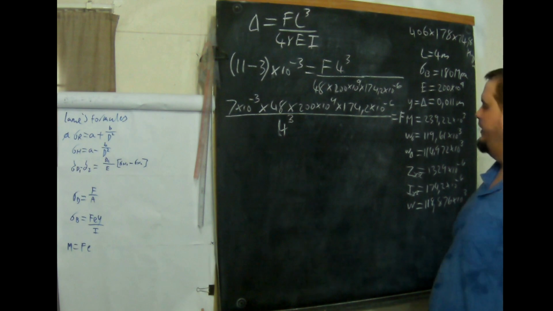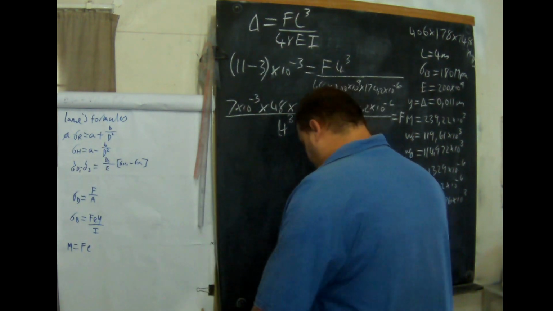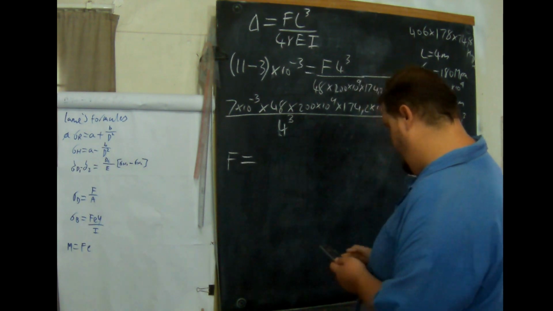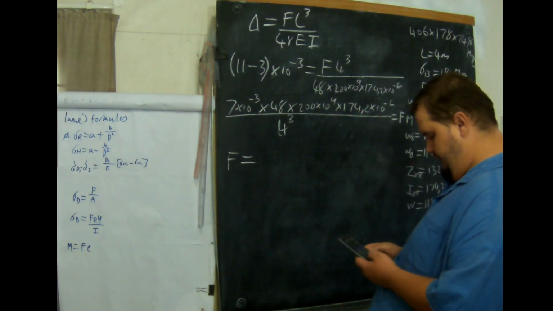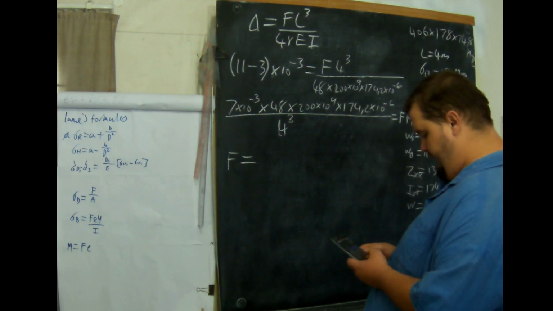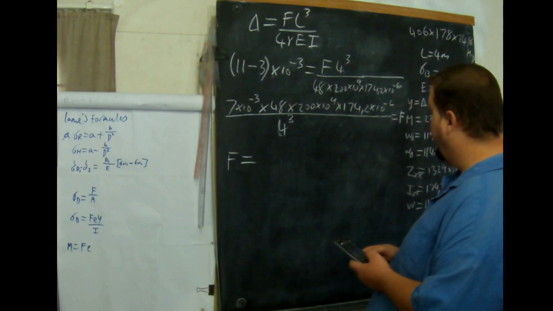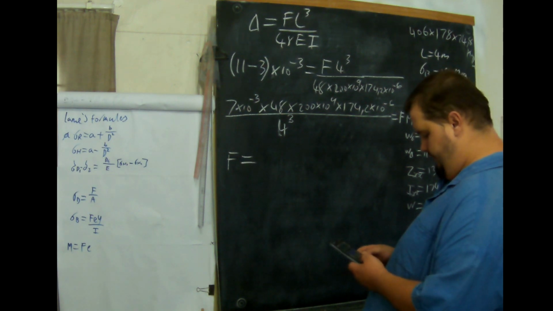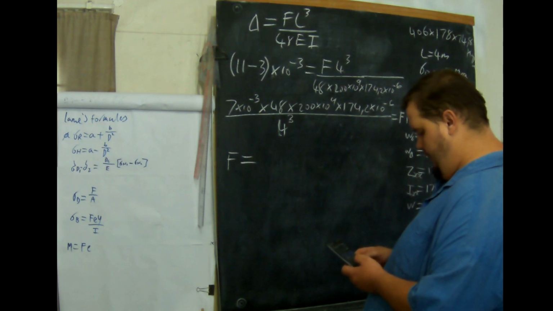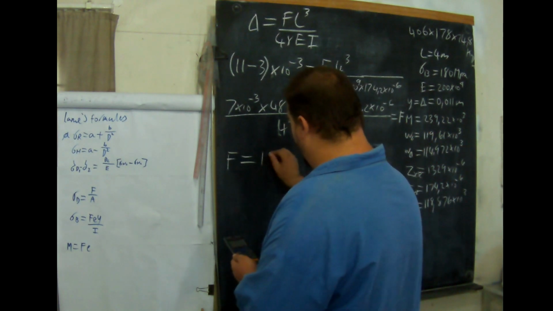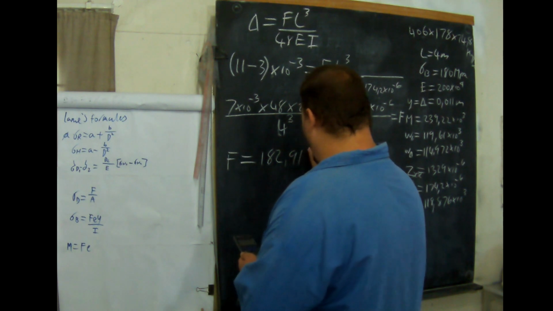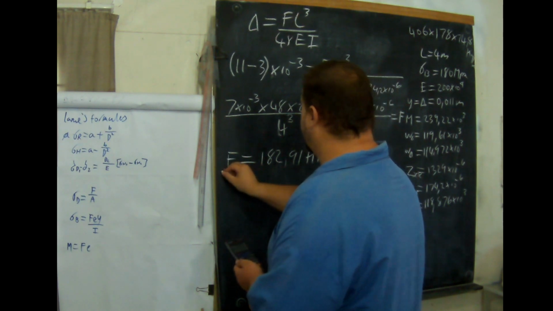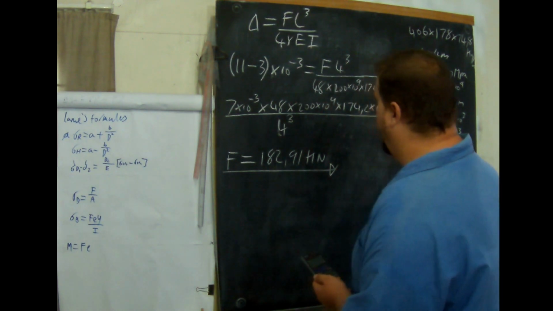Okay, so what we're going to do now is we are going to say, now, F equals. So let's go, overs and unders, 7 times 10 to the minus 3 times 48 times 200 times 10 to the 9 times 174,2 times 10 to the minus 6 over 4 to the power 3. Okay, our total force is 18,2,91 kilonewtons, sorry. Just plain kilonewtons. And that is our final answer.